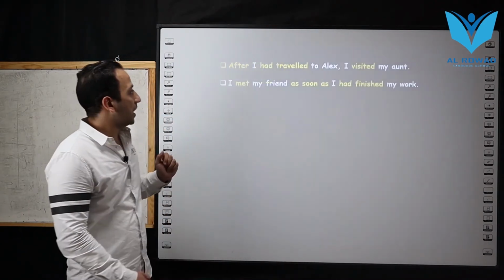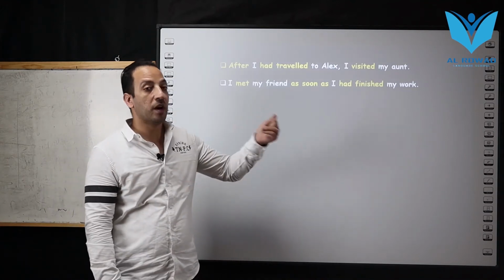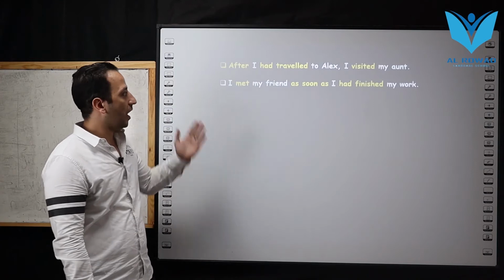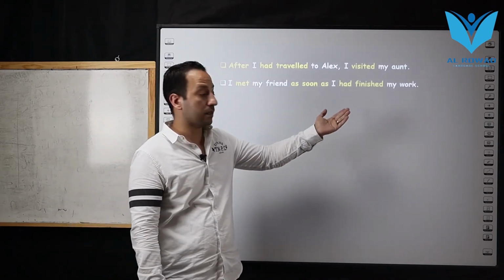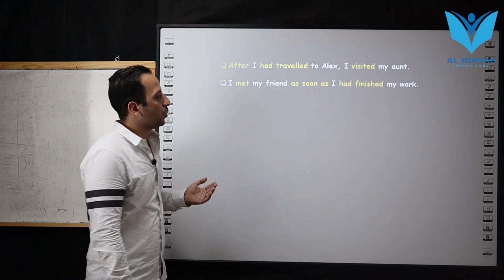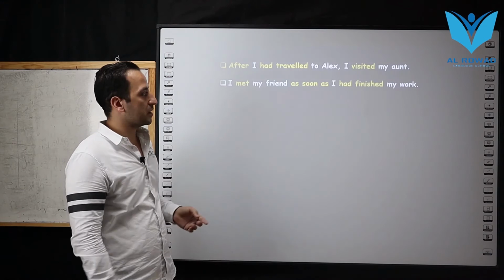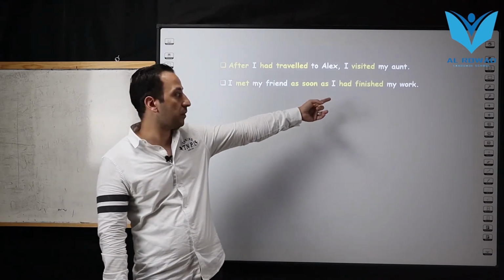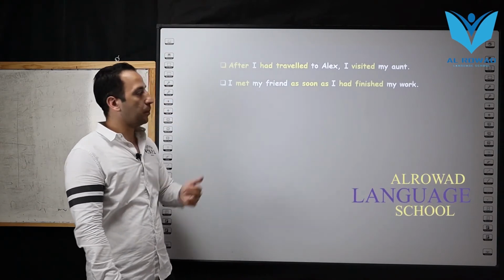So here, another example. After I had traveled to Alex, I visited my aunt. What happened first? I had traveled to Alex. After that, what happened? I visited my aunt. I met my friend as soon as I had finished my work. So what happened first? There are two actions here. In the past perfect, I had finished my work at first. After that, I met my friend.